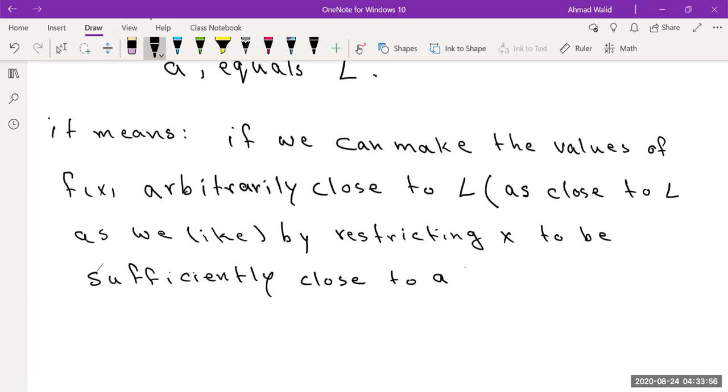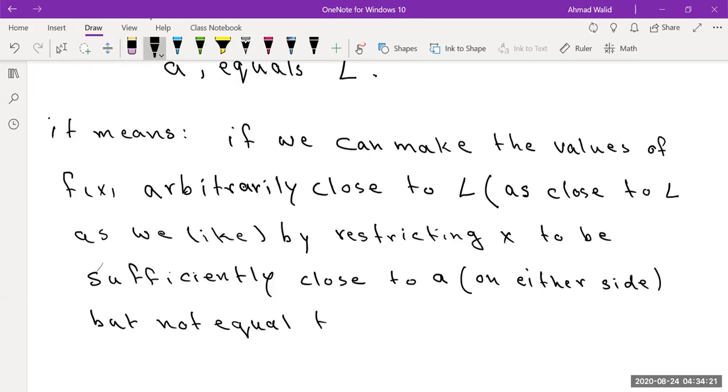on either side. Let me put another parenthesis. On either side, from the left or from the right, right? On either side. But not equal to a. That's the meaning of that limit.